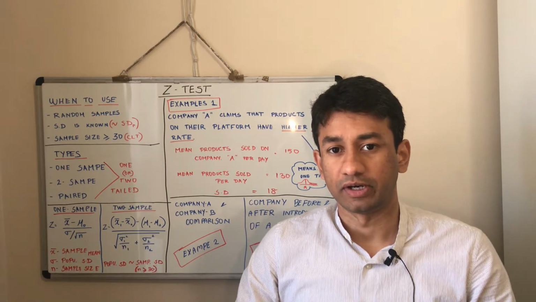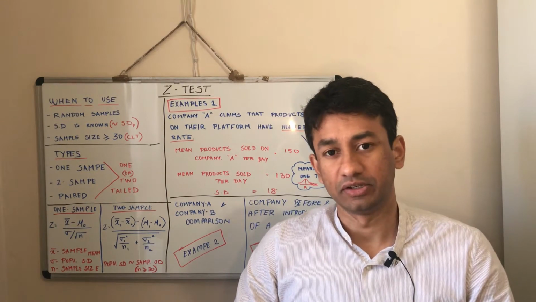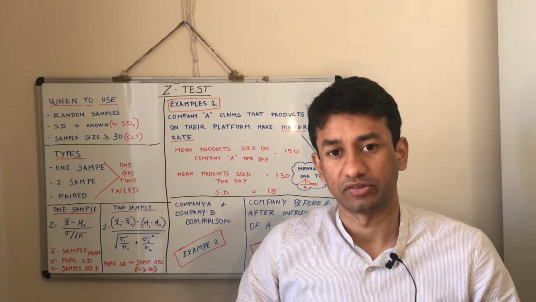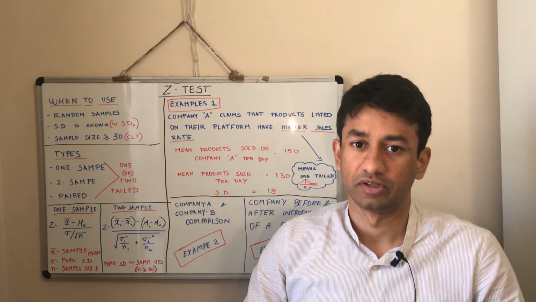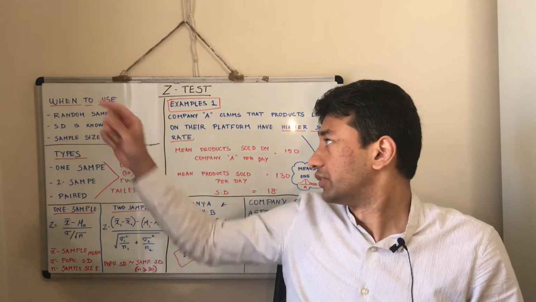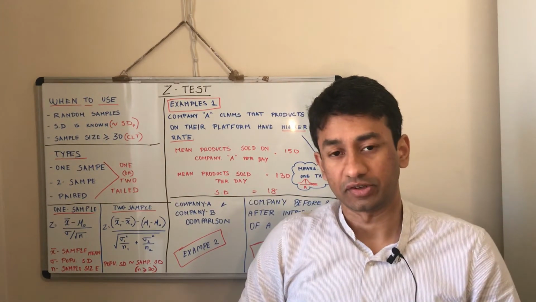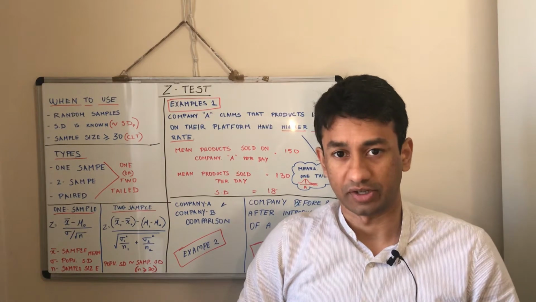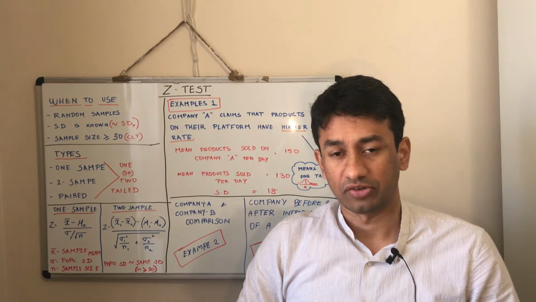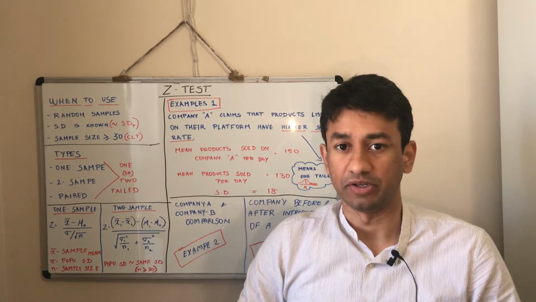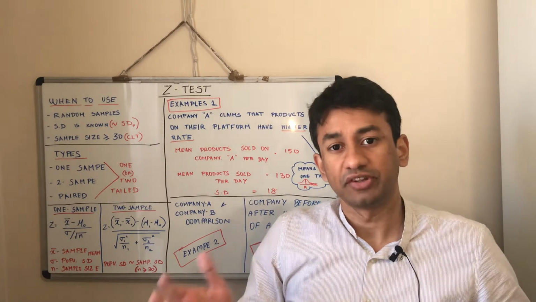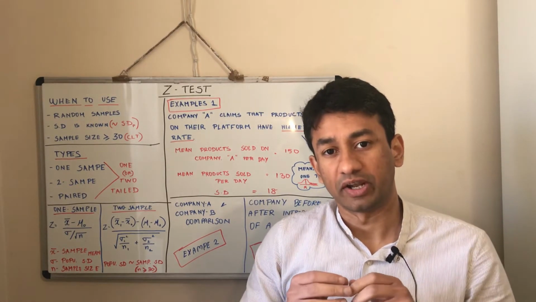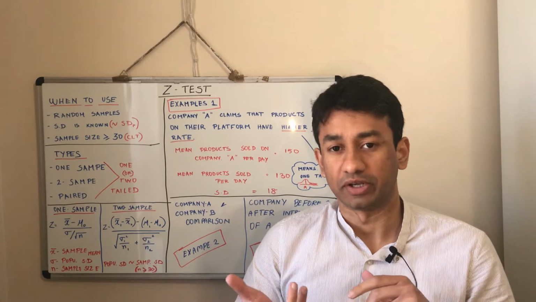Before going into the details, let me tell you the various scenarios when we can use the Z-test. We can use Z-test when the number of samples is greater than 30. This is based on the assumption from the central limit theorem that the larger the sample we have, the more likely it is to become normally distributed data.